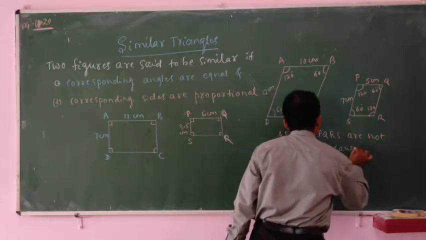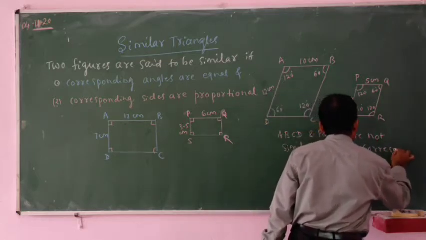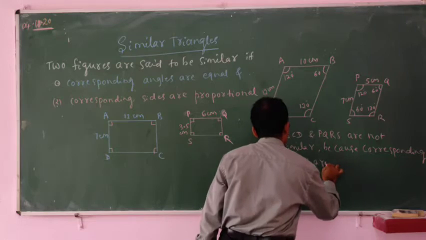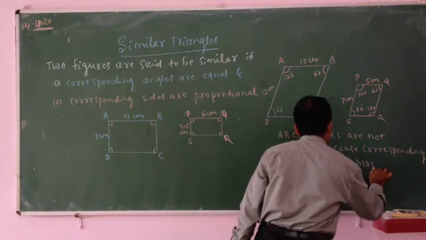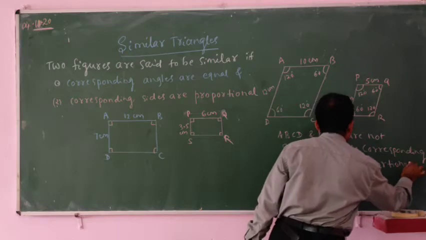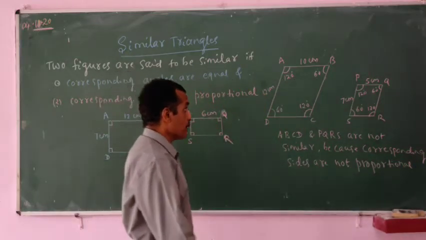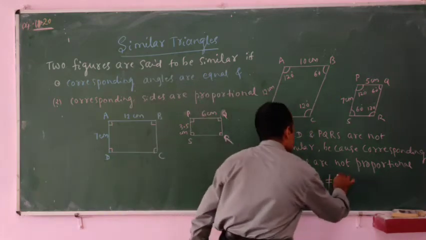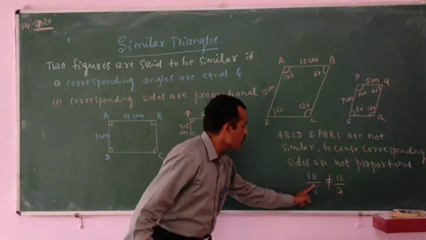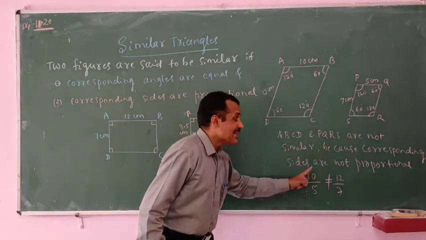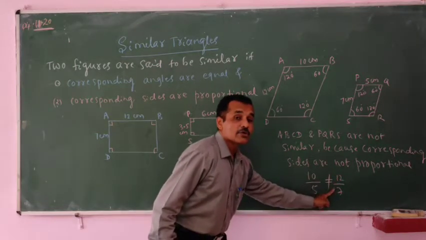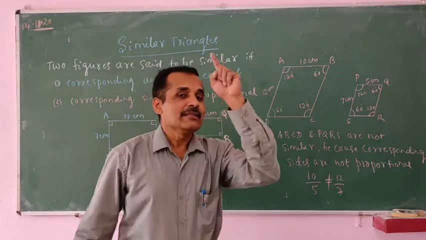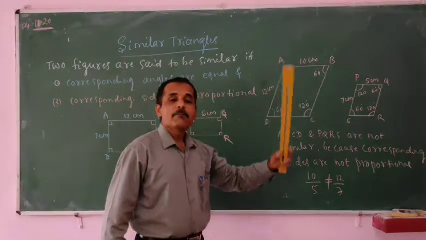Because corresponding sides are not proportional. What do you mean by proportional? See, 10 by 5 is not equal to 12 by 7. This is the meaning of proportional. Whatever answer you get on dividing these, that must be equal to whatever answer you get on dividing these two. When corresponding sides are divided, their answers must be equal. Then only we can say the corresponding sides are proportional.